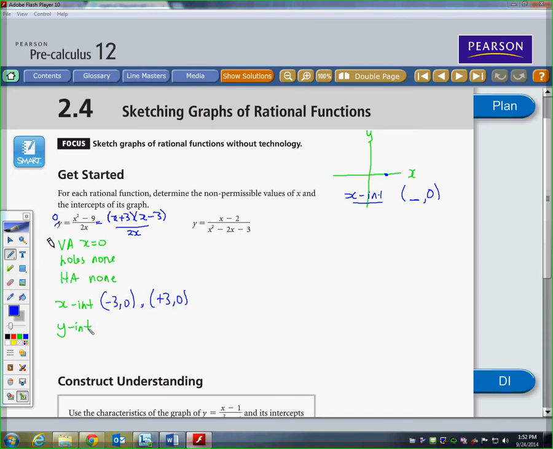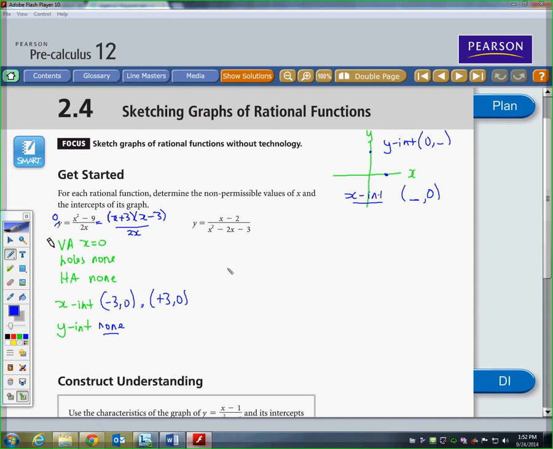My y-intercept, so what's the y-intercept? Here I'll put a dot for a y-intercept. You can see it's when the x value would be 0, and then we have to figure out what the y value would be. So plug in a 0 for x: we'd have 0 squared minus 9 divided by 2 times 0. So we'd be dividing by 0, so we would say none here.